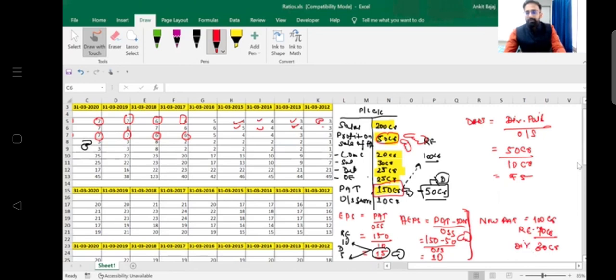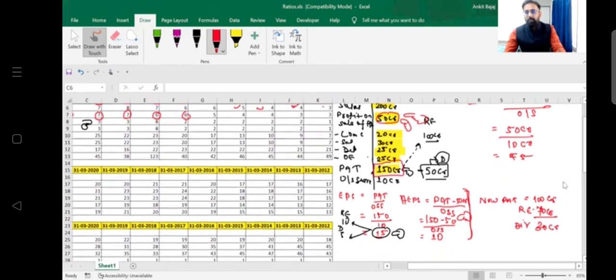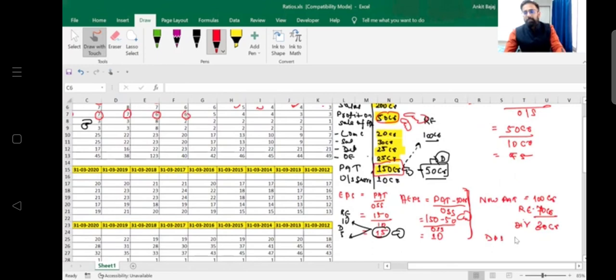Now if I calculate DPS, right? What will be the formula of DPS? DPS is going to be PAT divided by outstanding shares. So PAT is 30 crore and outstanding shares are 10 crore, right? So what will be DPS? Here DPS is going to be 3 rupees, right?